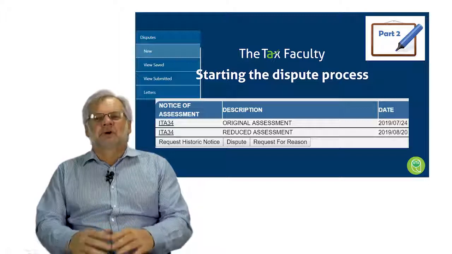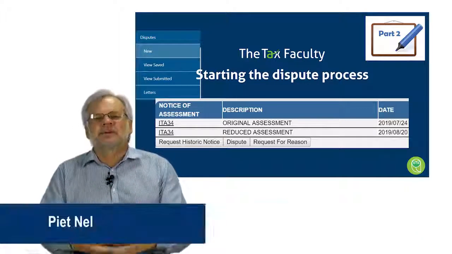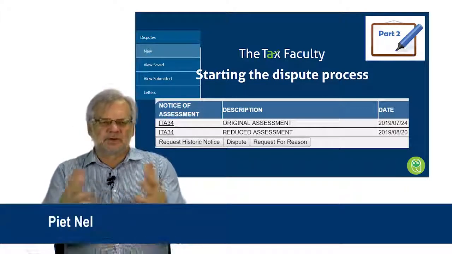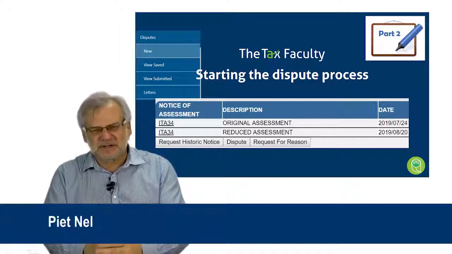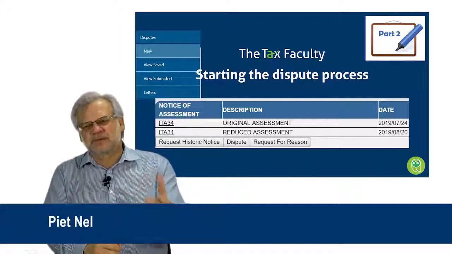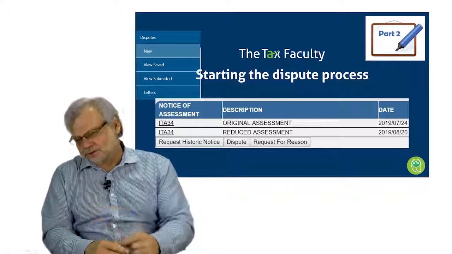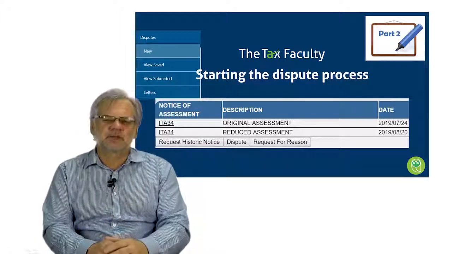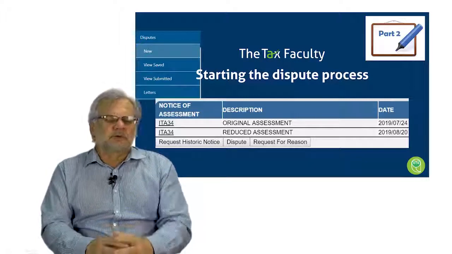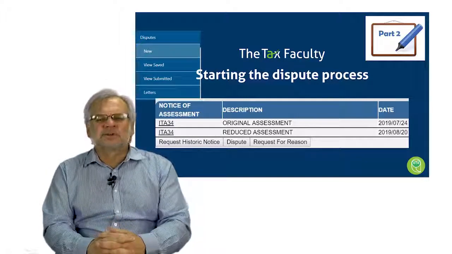Right, part 2, starting the dispute process. So I've got on the screen there just some extracts from an original assessment and a reduced assessment that was issued there. You ask why I object to a reduced assessment. We're still not happy with that.